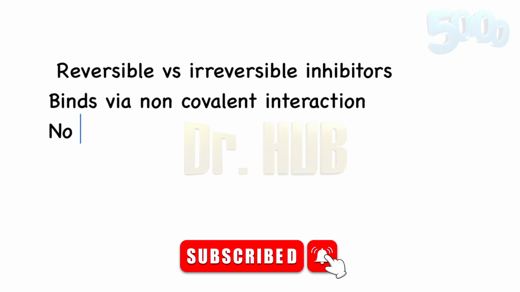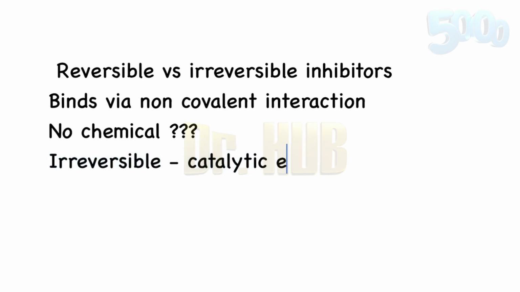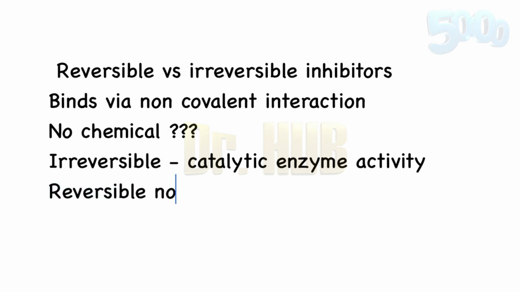In reversible, there is no chemical change. An irreversible inhibitor binds to the substrate and prevents the catalytic enzyme activity. So in irreversible, the catalytic enzyme activity is prevented. Then reversible inhibitors can be reversed as there is no bonding between the inhibitor and the substrate. So reversible, there is no bonding, and irreversibility is due to the strong covalent bonding.